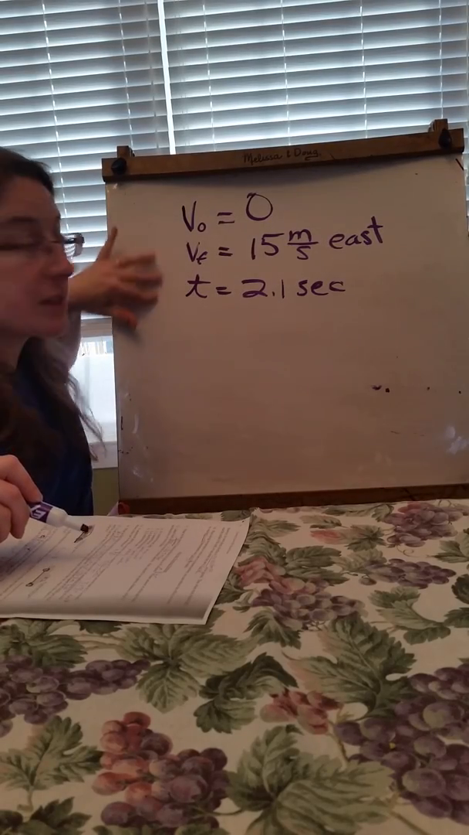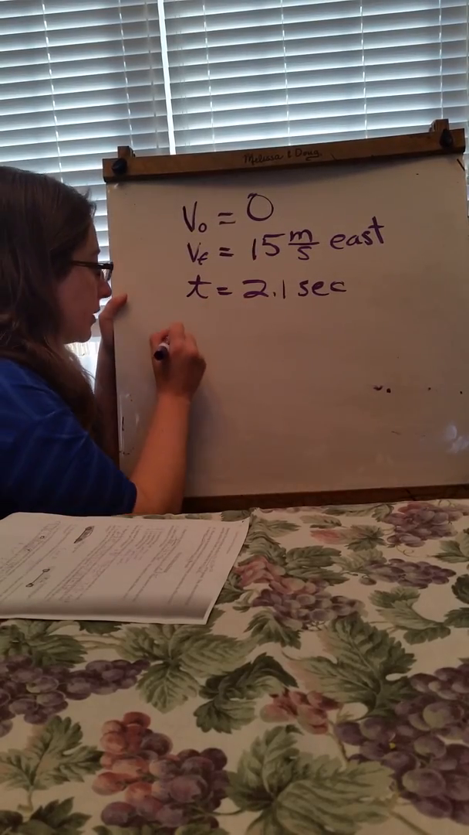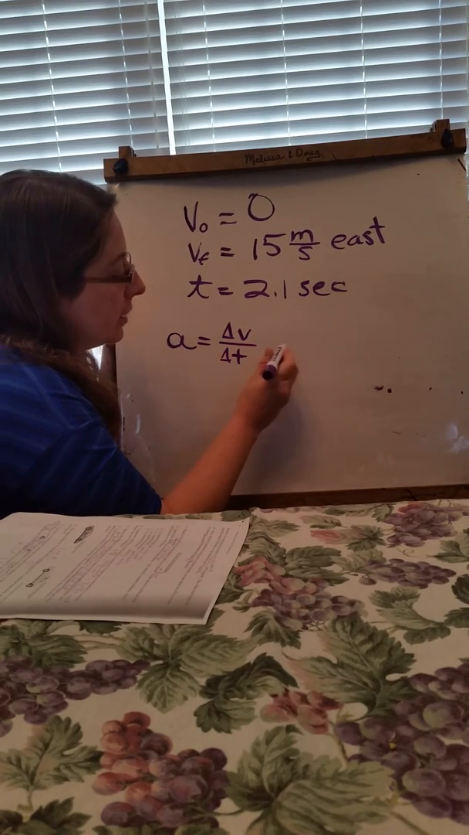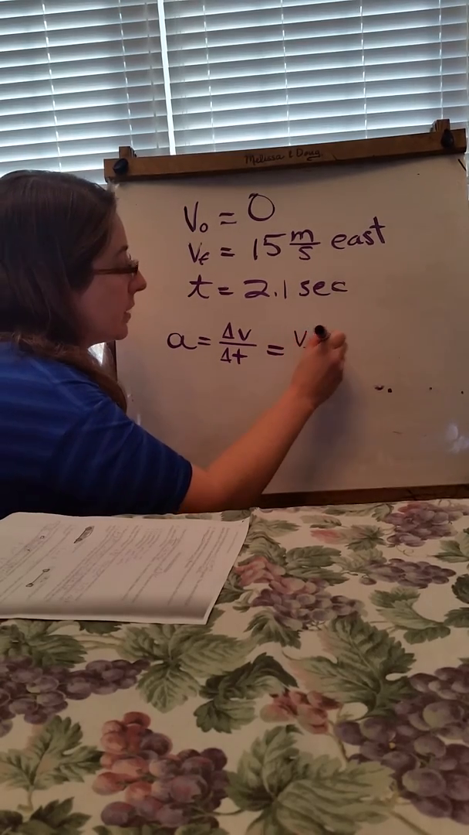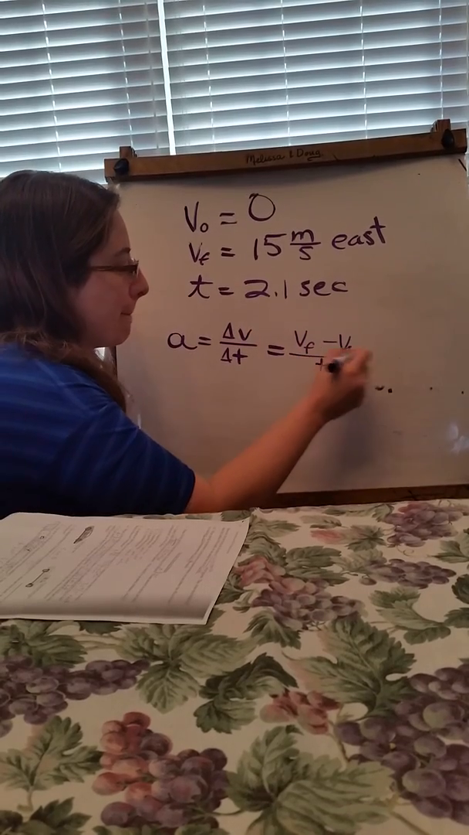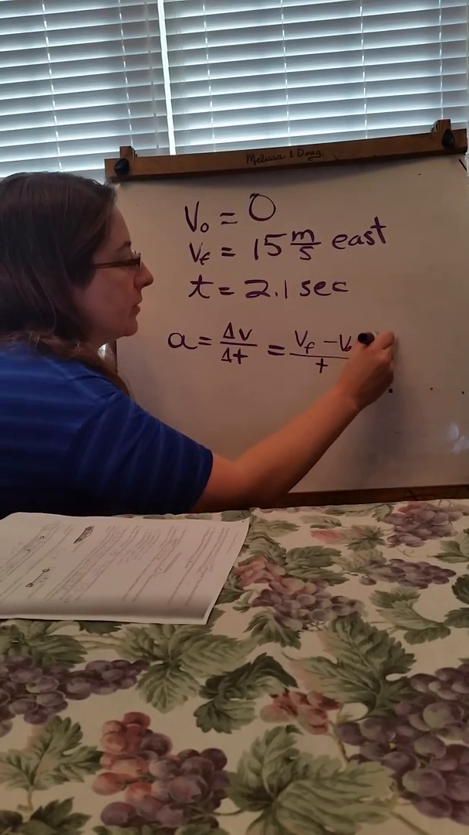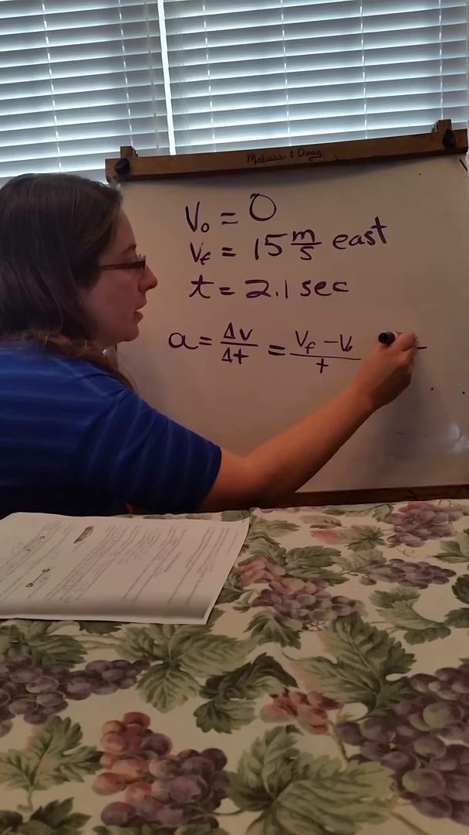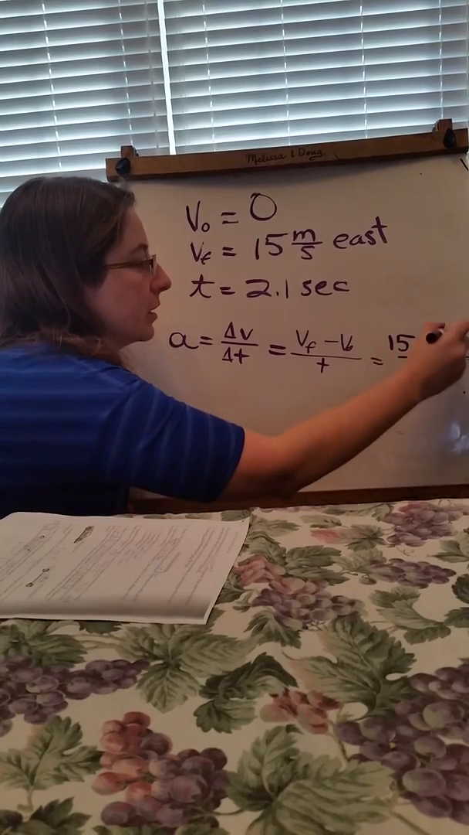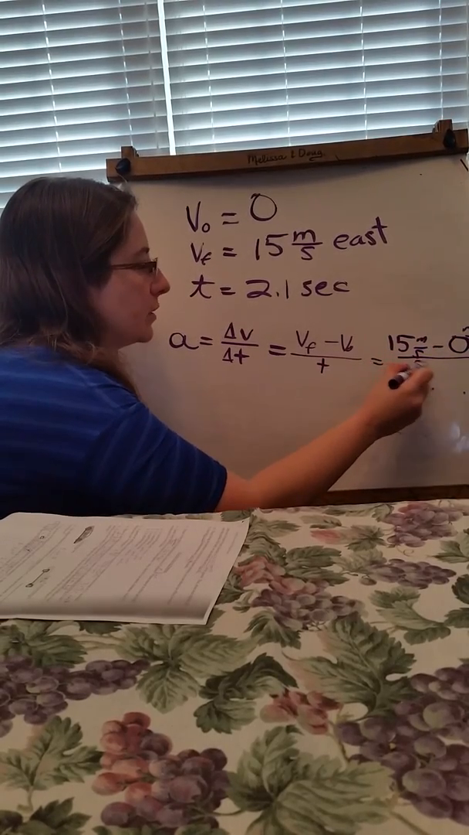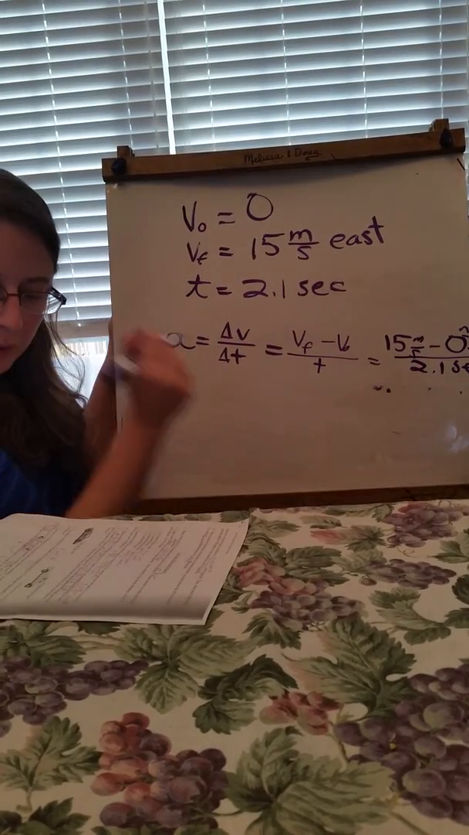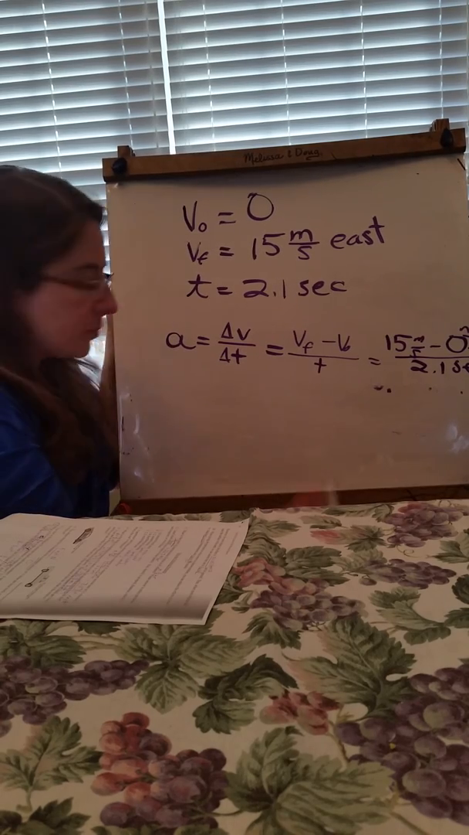Well, if I have this information, I just use the definition of acceleration, which is change in velocity divided by change in time. So that's final velocity minus initial velocity divided by change in time. So we've got 15 meters per second minus 0 meters per second divided by 2.1 seconds. So 15 divided by 2.1 basically gives us 7.1.